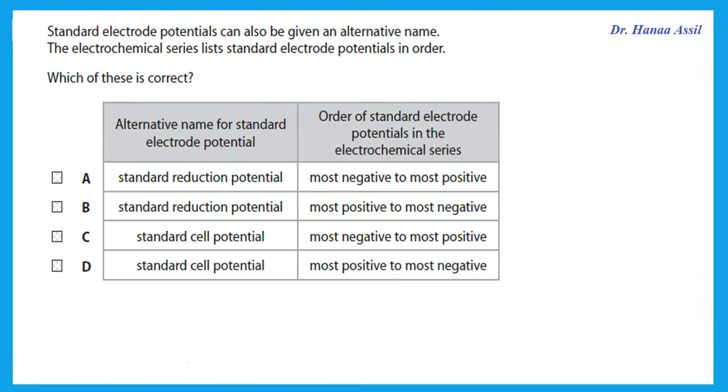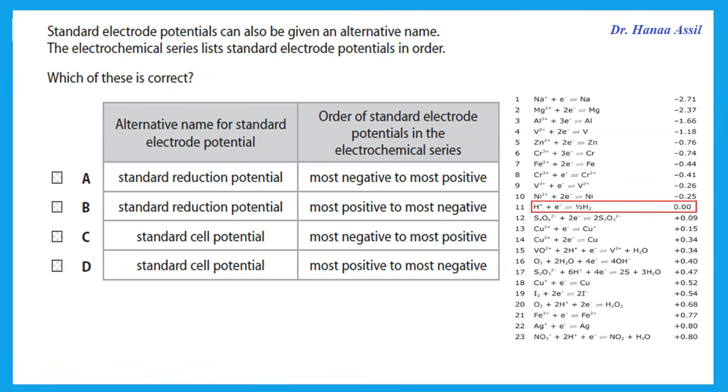This is another question. It says standard electrode potentials can also be given an alternative name. The electrochemical series lists standard electrode potentials in order. Which of these is correct? Again, we said these are what we call standard reduction potentials. So they're from the better reducing to the more easily reduced. So it goes from the most negative to the most positive.